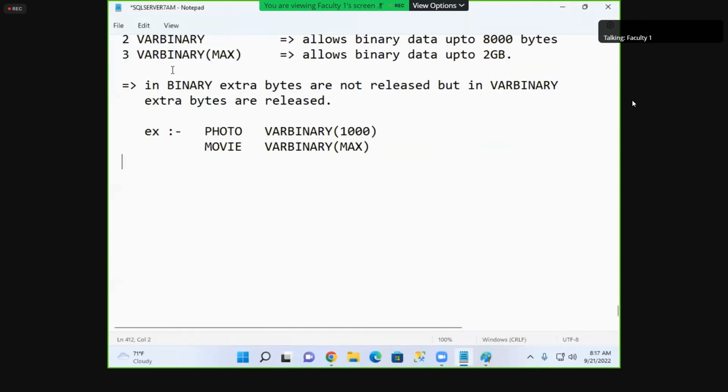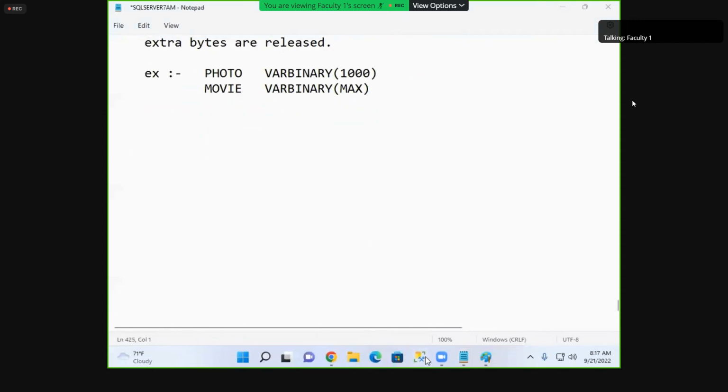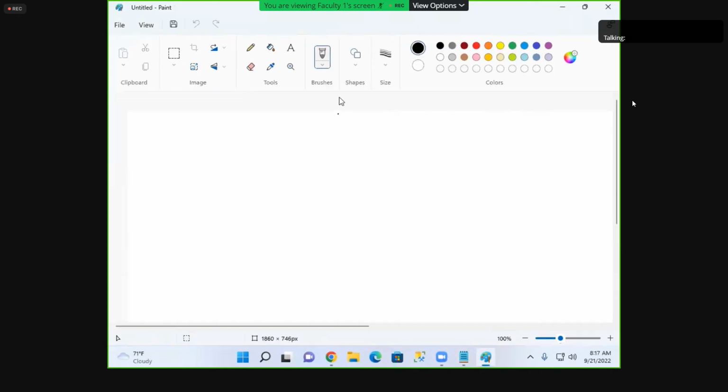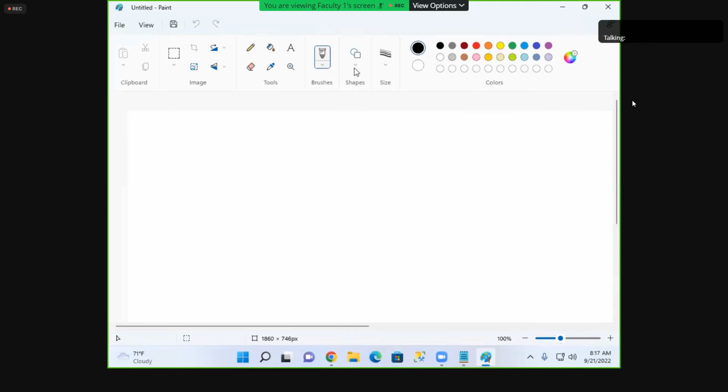So these are the different types available. Now, sir, what is SQL Server? It is software. SQL Server is a software. And what type of software is this?